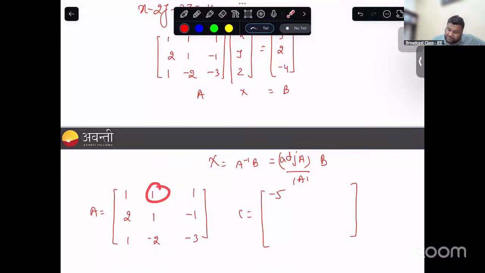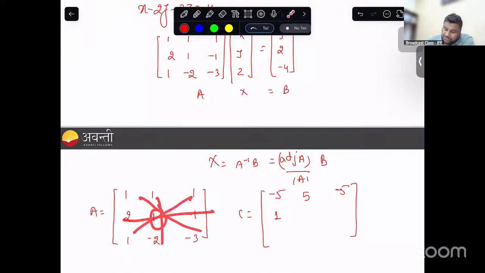Now, cofactor with respect to this. -6 plus 1, -5, and 1 minus we will apply, +5. Now cofactor with respect to this. -4 -1, -5. Now cofactor with respect to this. -3 +2, -1. And one minus we will apply, it will be +1. Fine. Cofactor with respect to this. -3 -1, -4.